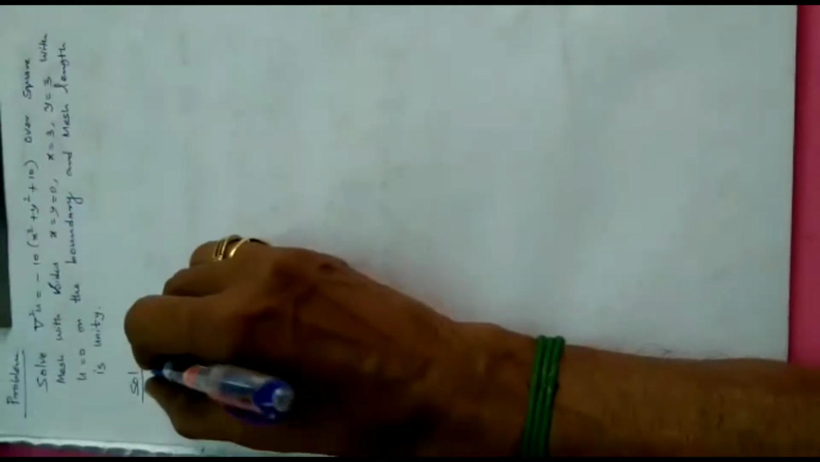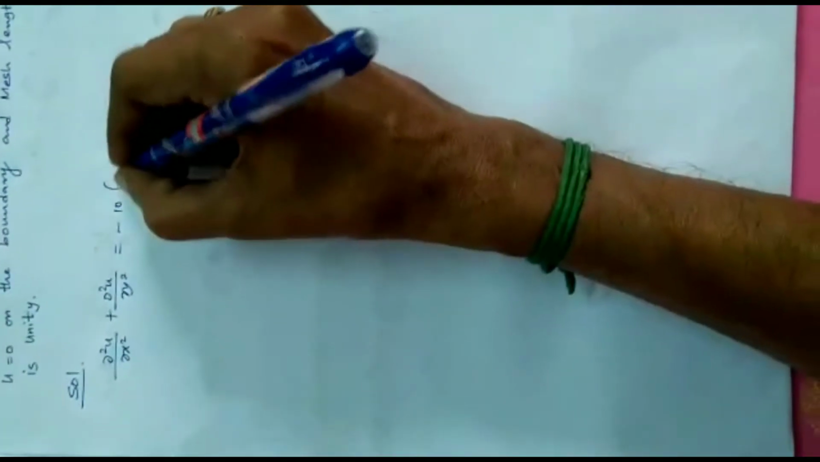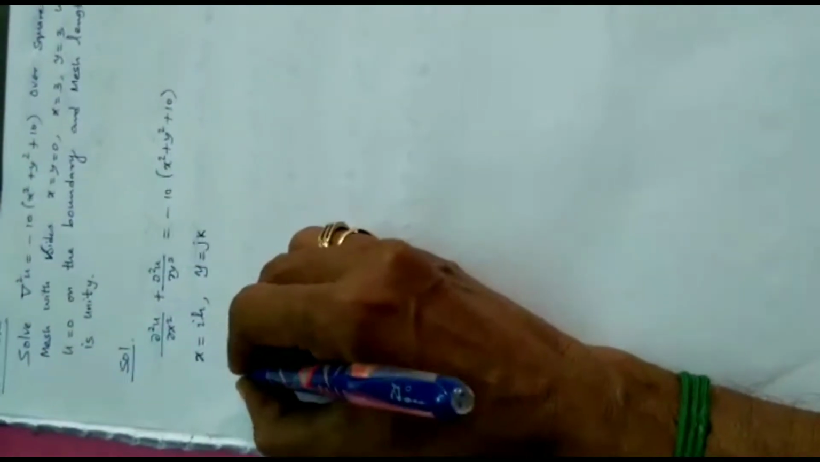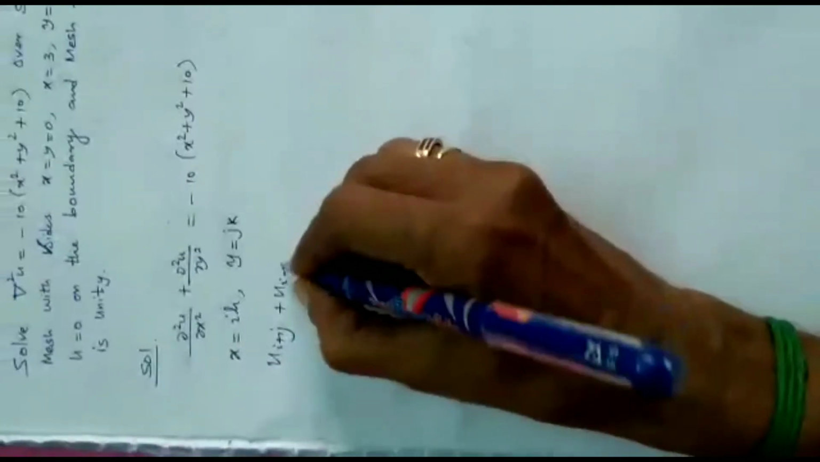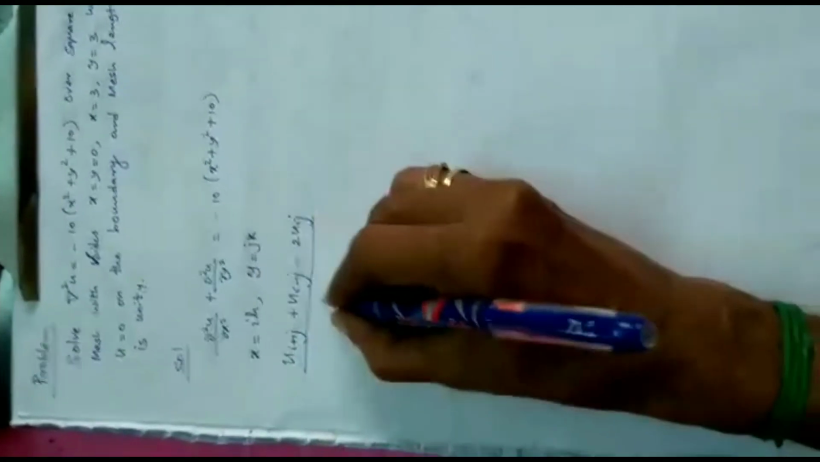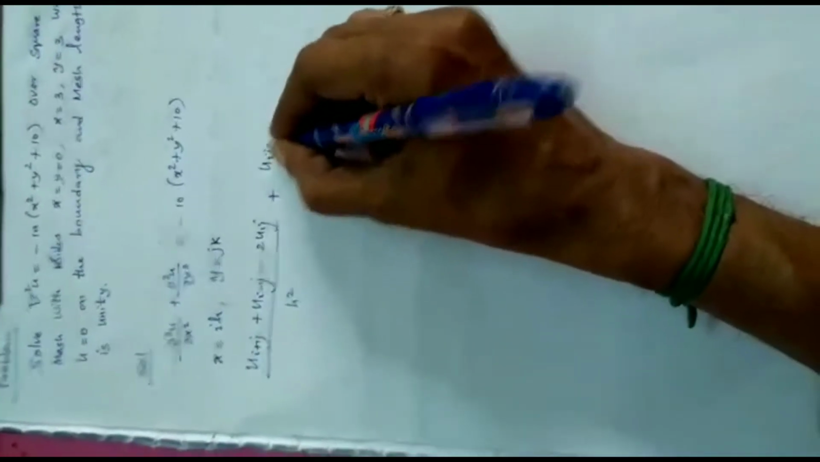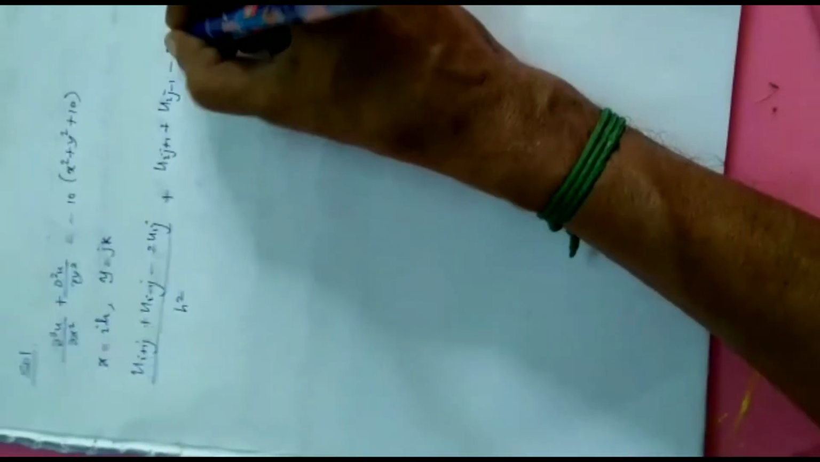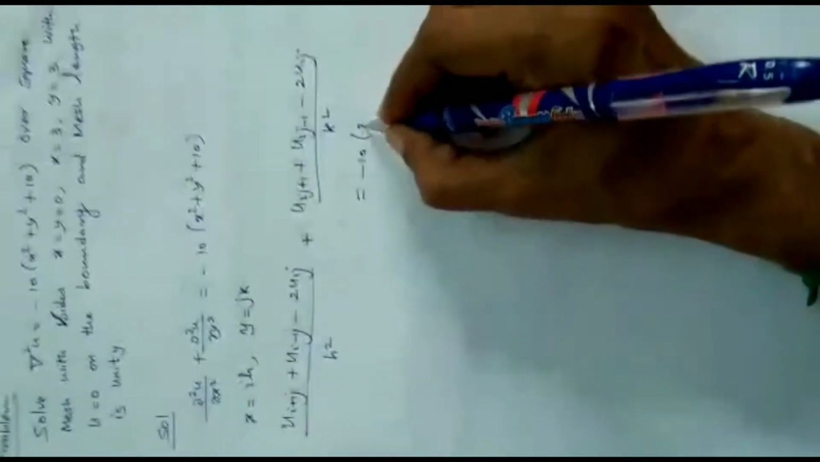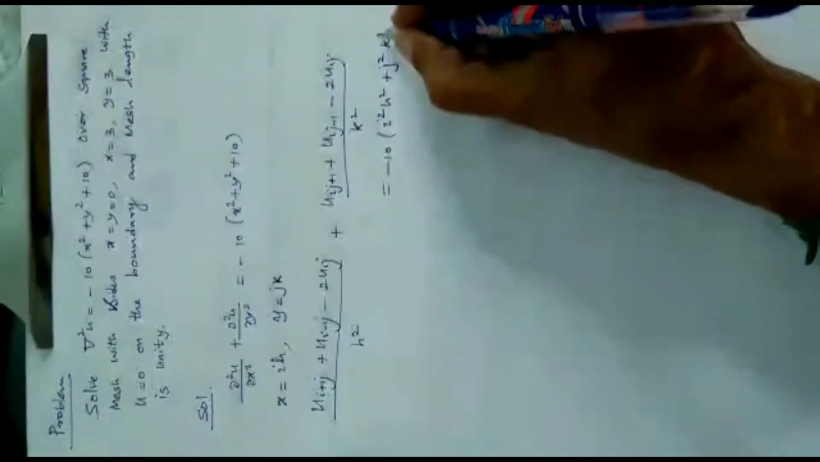Let us first start with the finite difference formula for this model. Del square u, that is dou square u by dou x square plus dou square u by dou y square, equal to minus 10 times x square plus y square plus 10. You know the procedure as what we have done in the bookwork. x is ih, y equal to jk. So I am going to replace it with the finite difference equivalent: u(i+1,j) plus u(i-1,j) minus 2u(i,j) by h square, plus u(i,j+1) plus u(i,j-1) minus 2u(i,j) divided by k square, equal to minus 10 times i square h square plus j square k square plus 10.